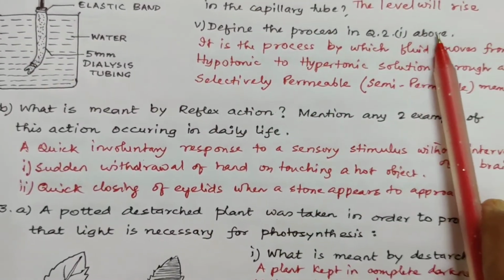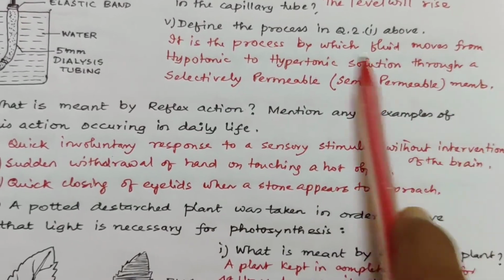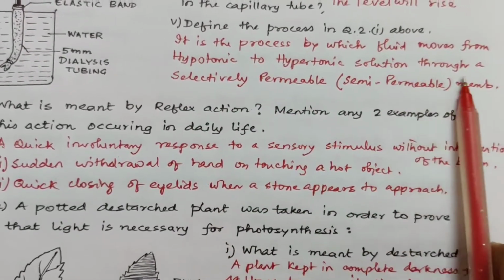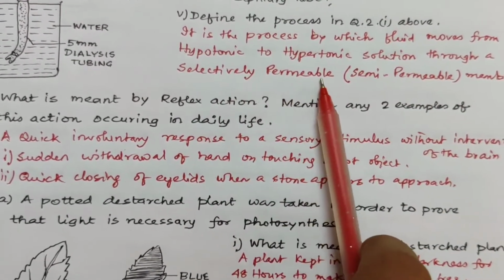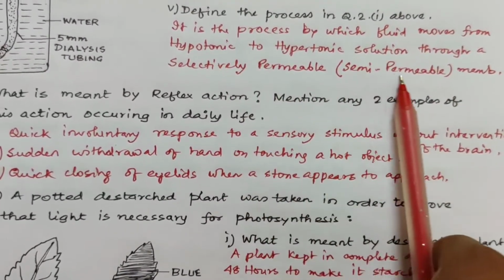Define the process. Process means osmosis. It is the process by which fluid moves from hypotonic to hypertonic solution through a selectively permeable membrane, or you can write semi-permeable, but don't write both of them at the same time.